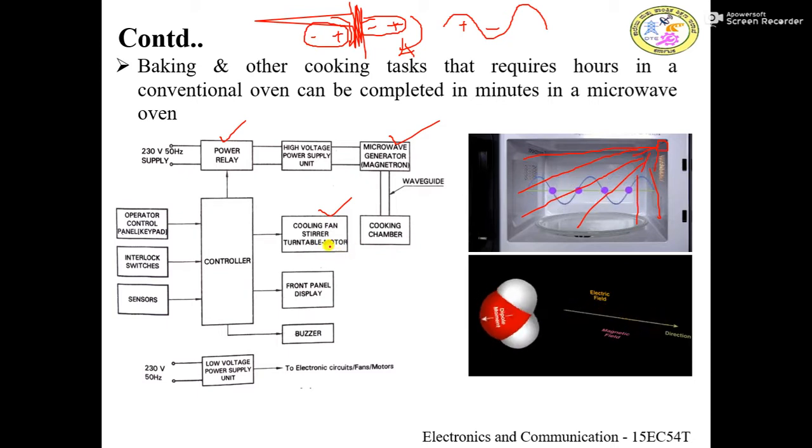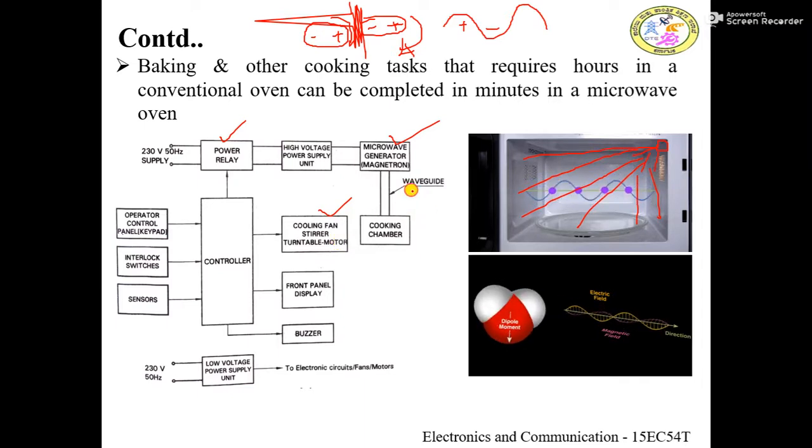Next one is the turntable motor. So this is the cooking pan. Beneath this there will be a motor called the turntable motor. Its function is to rotate this cooking pan, so that the stirrer as well as the turntable motor aid in even cooking.